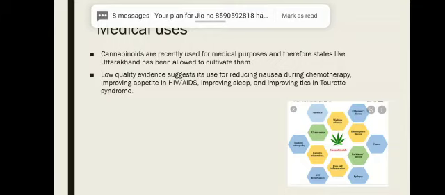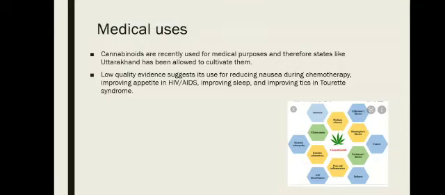Low quality evidence suggests its use for reducing nausea during chemotherapy, improving appetite in HIV or AIDS, improving sleep, and improving tics for Tourette syndrome. Some people use marijuana for its pleasurable high, which is why this is a very serious problem to consider.